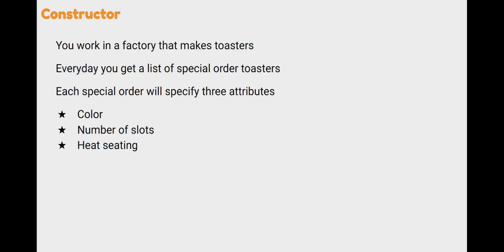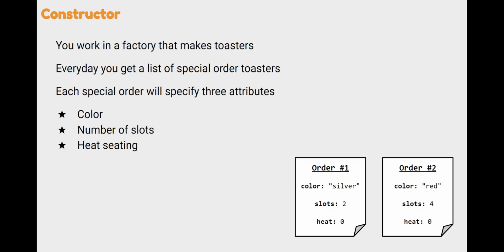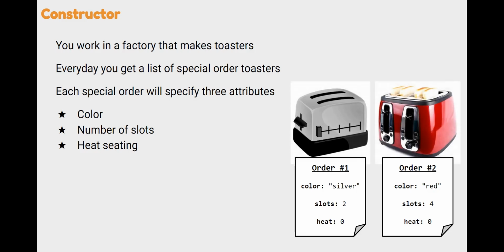Let's imagine for a moment you work in a factory that makes toasters. Every day you get a list of special order toasters. Each special order will specify 3 attributes: the color, the number of slots, and the heat setting. Throughout the day, you will get different order slips, and then based on the attributes specified, you will have to create those toasters. So you might get one order that wants a silver toaster with 2 slots with the heat setting set to 0, and you might get an order that wants a red toaster with 4 slots with the heat setting set to 0.